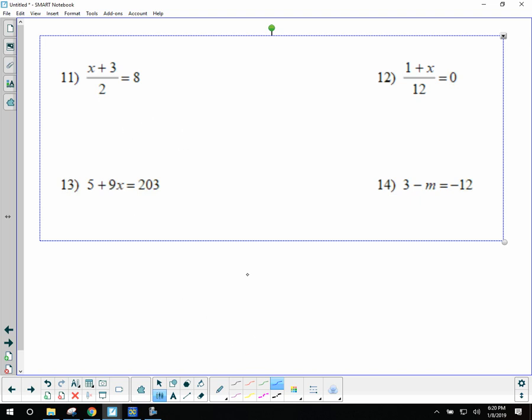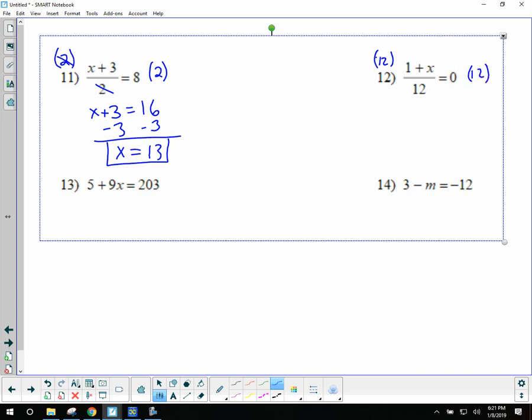All right, I'll do this one next. 2's cancel. X plus 3 equals 16. Subtract 3. X equals 13. 12, that's right. Multiply both sides by 12. Ooh, this one's easy. Watch this. The 12s cancel. There's like 3 12s over here. And then 0 times 12 is 0. Then you just got to subtract 1. X equals negative 1. Boom.